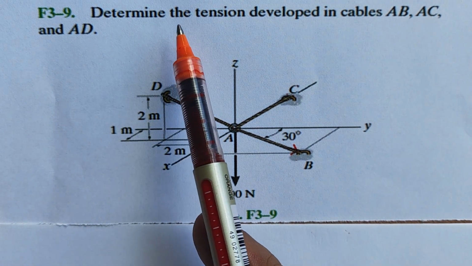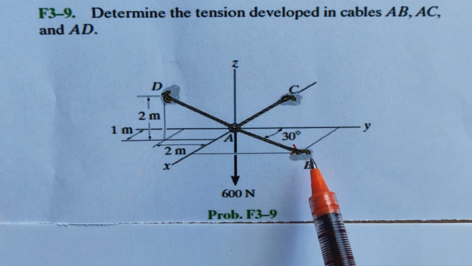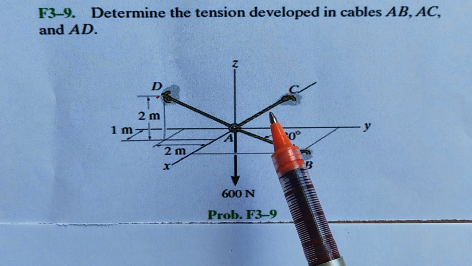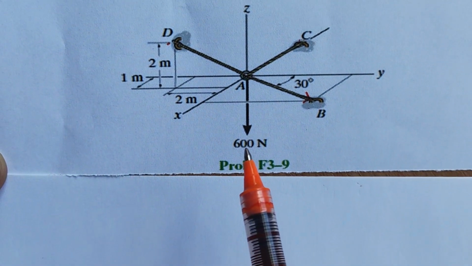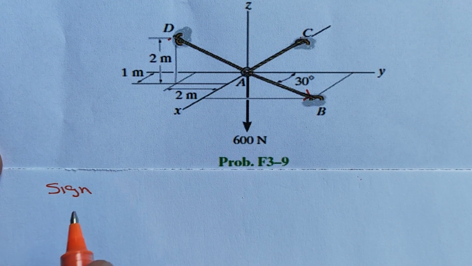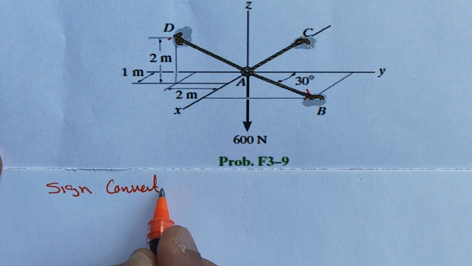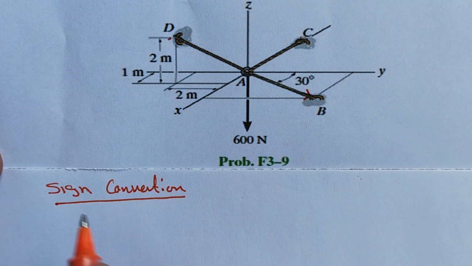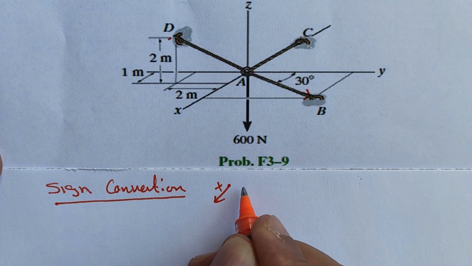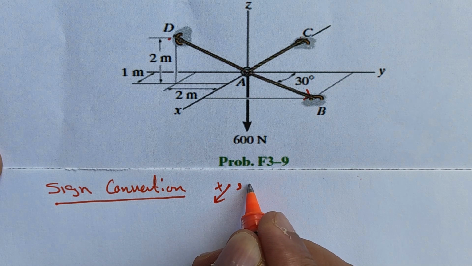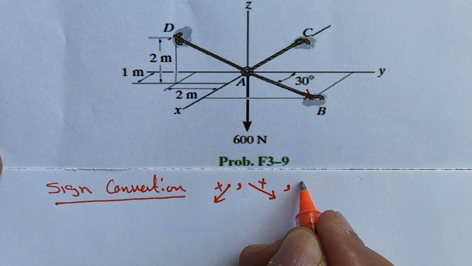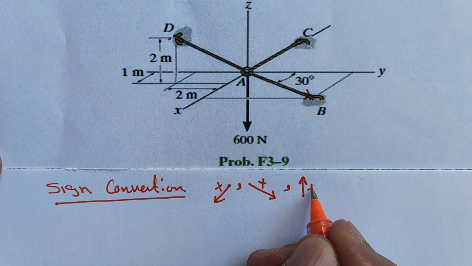The question here is asking us to determine the tension developed in cables AB, AC and AD. In order to do that, the first step is to define our sign convention. For our sign convention, we take these directions for X to be the positive X axis, and this one here for Y to be positive, and we take upwards to be positive for Z.